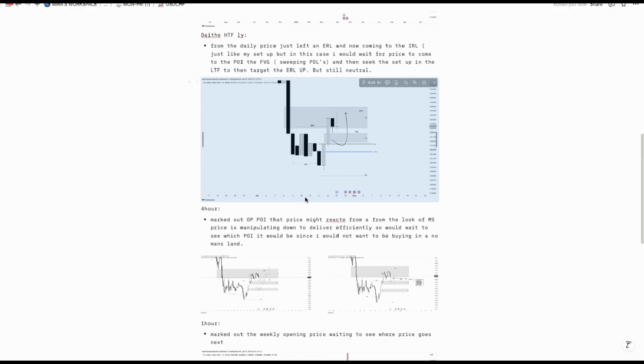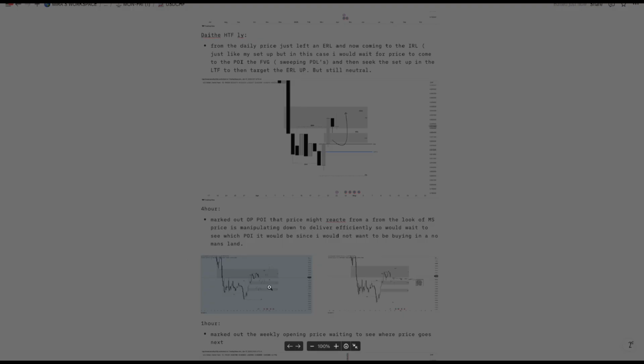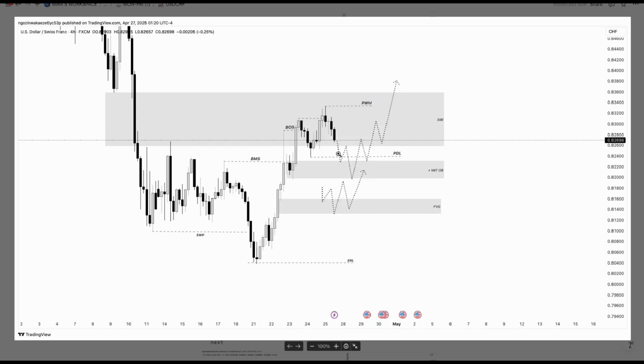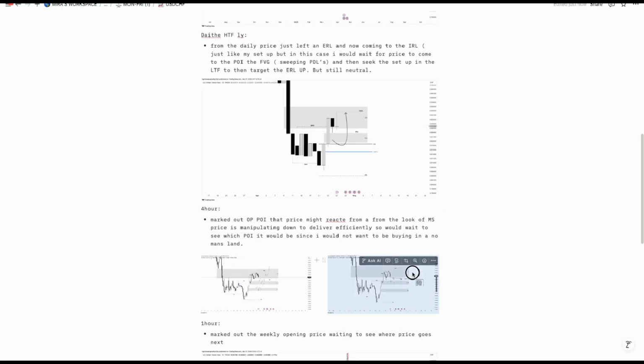Okay, so in the 4 hour, mark out opposing POI that price may retrace to. From the look of market structure, price is manipulating down to deliver efficiently, so I would wait to see which POI it would be, since I would not want to be buying in a no man's land. Okay, so right now I said that price was manipulating to the downside. I was like, okay, if we're truly going to continue this trend up, is it that price reacts from this POI or from this POI? So which POI is it going to be?